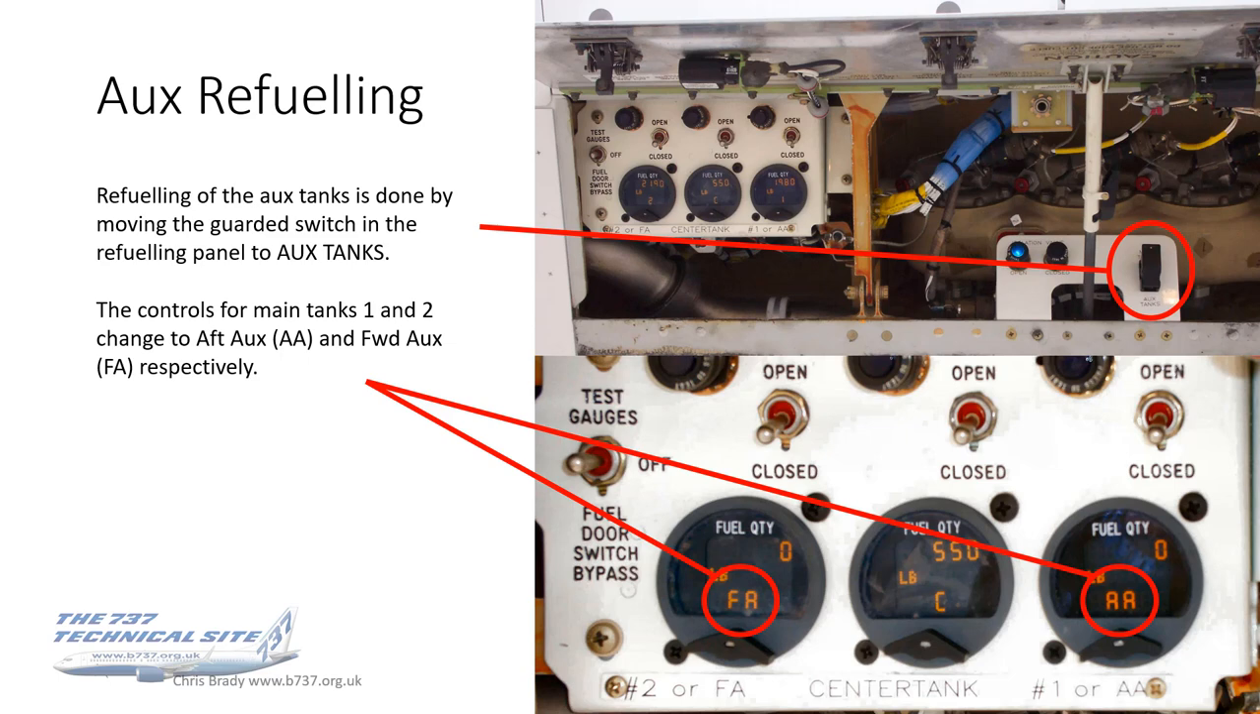To refuel auxiliary tanks, you've got an extra selector down there, which you can see, that guarded switch. And when you flick that guarded switch across to aux tanks, then the displays change, and you can see them there to forward auxiliary and aft auxiliary, so FA and AA, so to switch across to those two tanks.